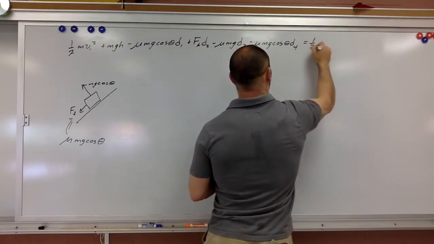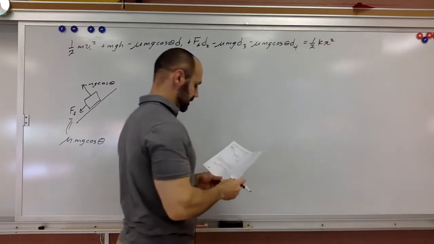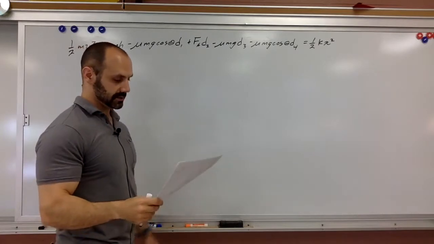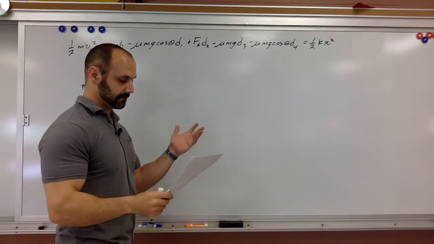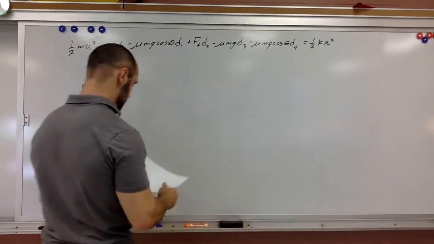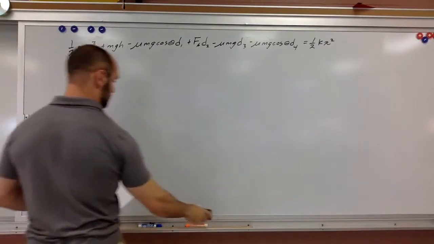That's it. Equals 1/2 kx squared. At the end, it hits this spring, and it'll be compressed some distance. That's all we're asking for. So we're taking our ending point when it's at maximum compression. All right. So that's really it. All the physics is done.